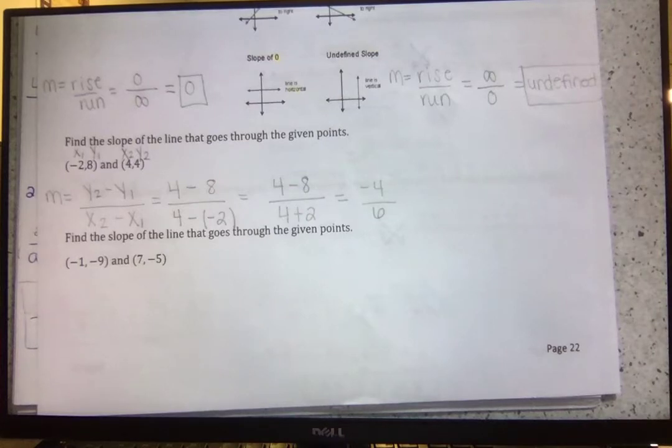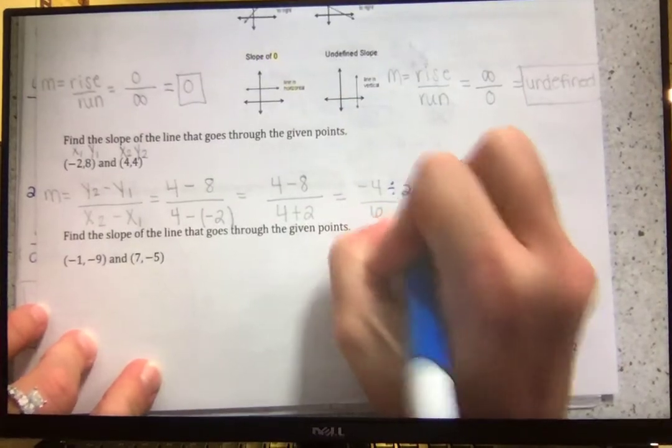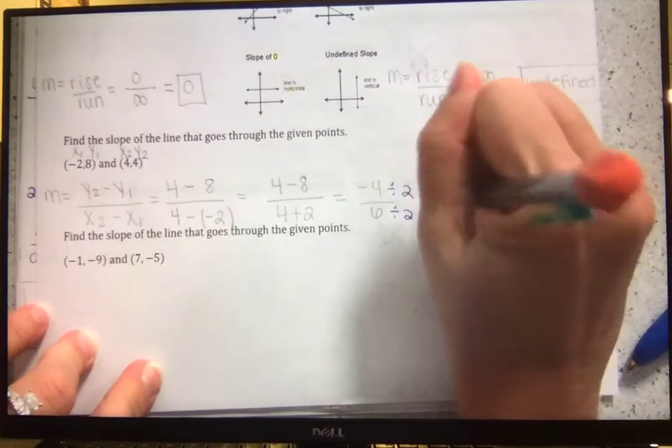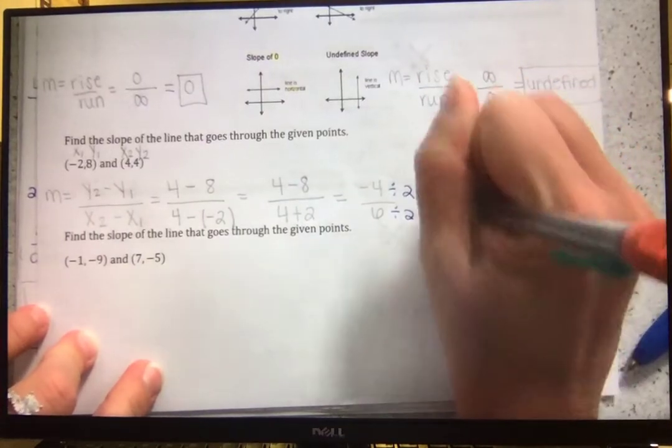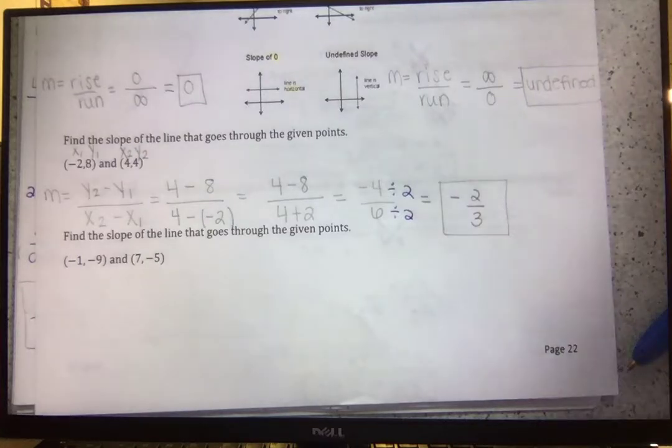Yeah, okay. So -4 and +6, GCF. We'll factor out 2, thank you. Let's divide out 2 from the top and the bottom, and we are left with a final answer of -2/3. Remember that negative could go out front, on the top or on the bottom. Our answer is -2/3.